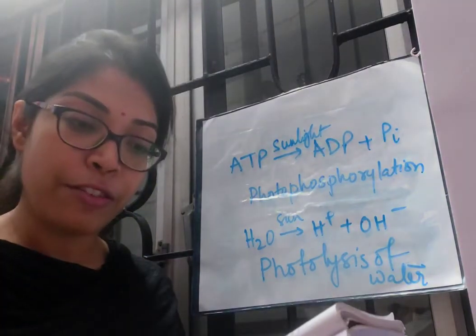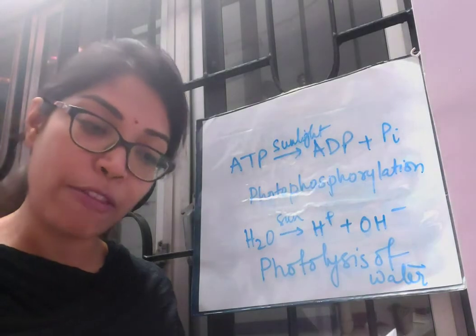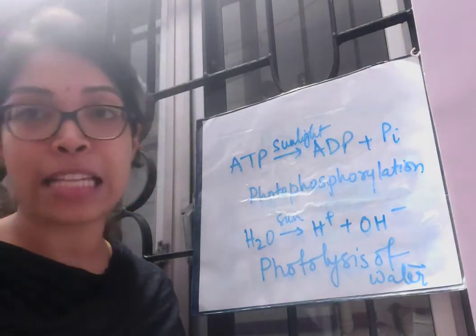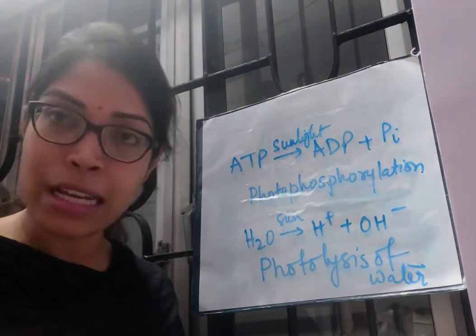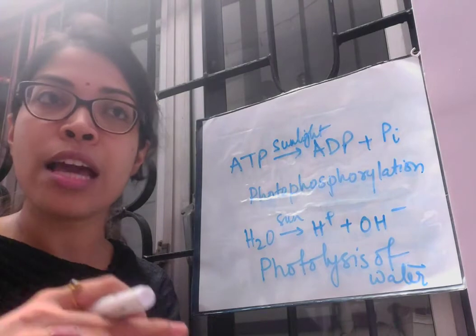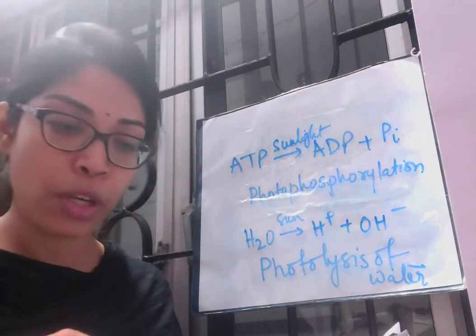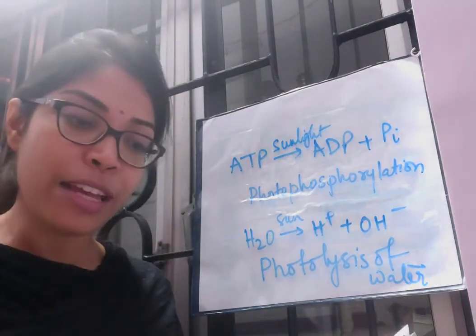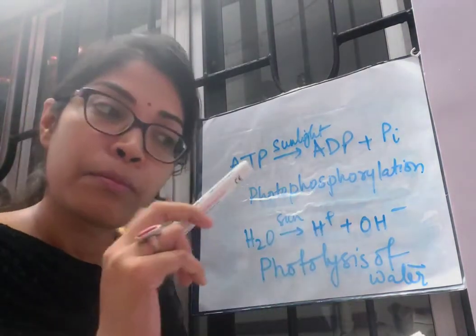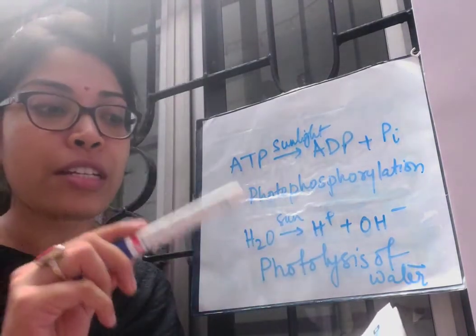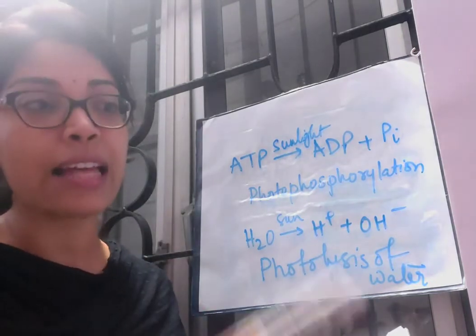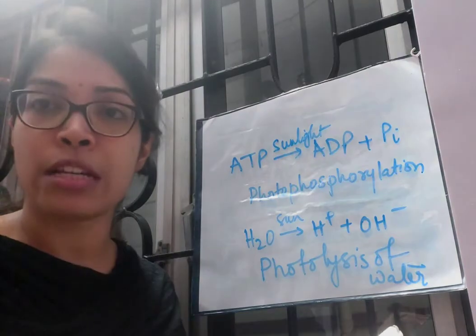Next paragraph: different plant pigments absorb different wavelengths of light, and these wavelengths are not absorbed at the same rate. So different pigments are there, as I have already said, and they absorb light energy at different wavelengths. Different pigments absorb light at different wavelengths, and they absorb it at different rates.